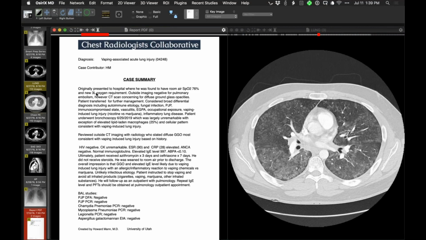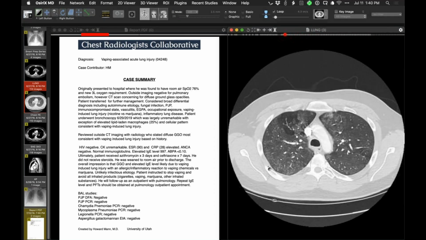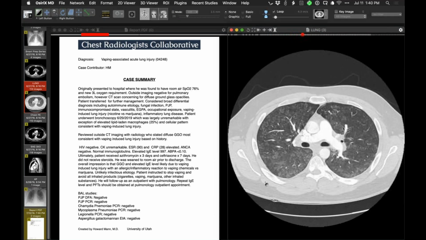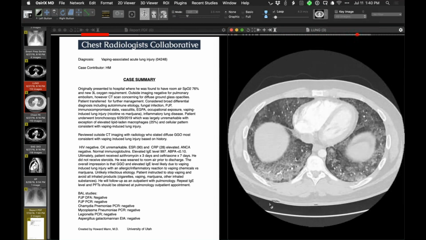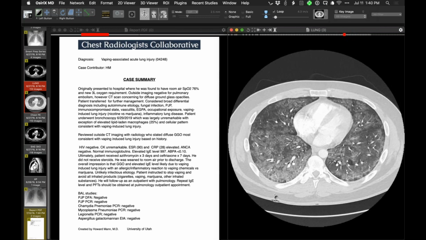Let's see what the history was here. He had all these things that were negative, but he was also a vaper. Howard, it doesn't surprise me. I showed a case not too long ago of a vaping-induced lung injury as well. I think a lot of it depends on what's in this stuff. And it injures the epithelium, and then we all know what happens there, like any other inhalational injury.